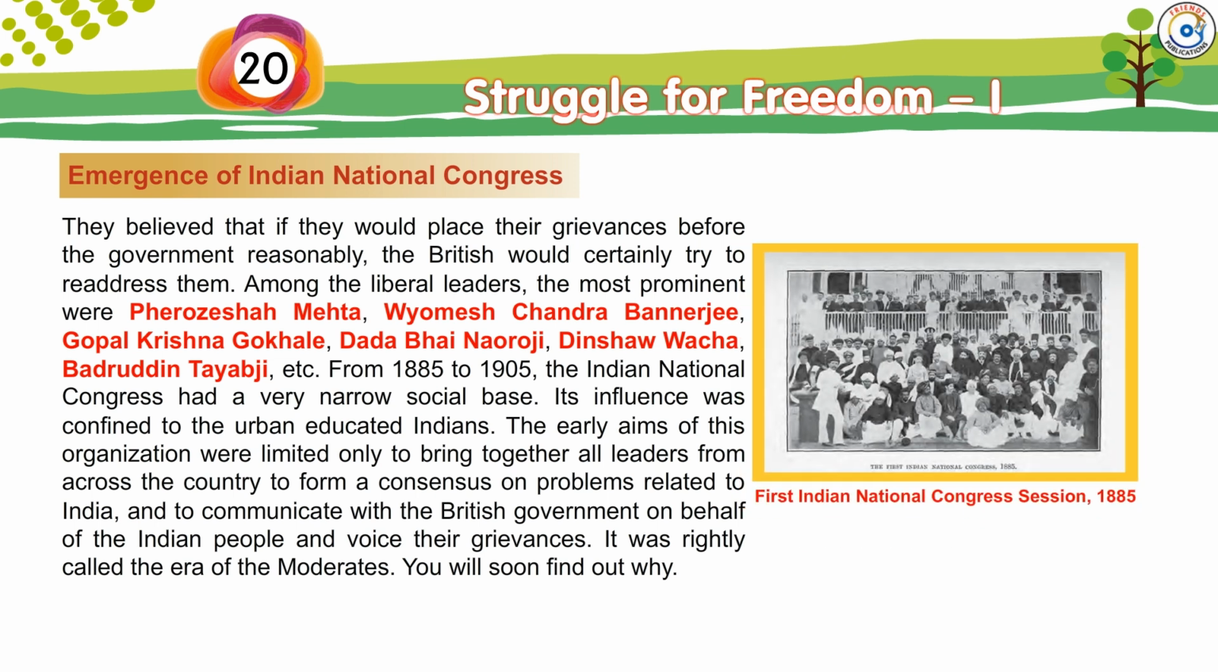From 1885 to 1905, the Indian National Congress had a very narrow social base. Its influence was confined to the urban educated Indians. The early aims of this organization were limited only to bringing together all leaders from across the country to form a consensus on problems related to India and to communicate with the British government on behalf of the Indian people and voice their grievances. It was rightly called the era of the moderates. You will soon find out why.